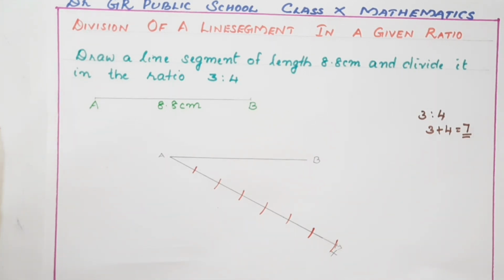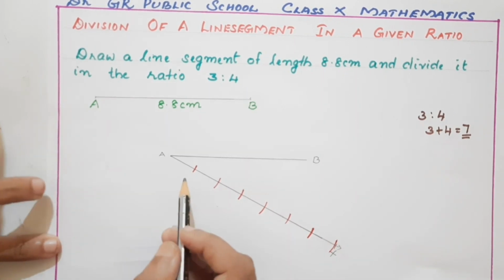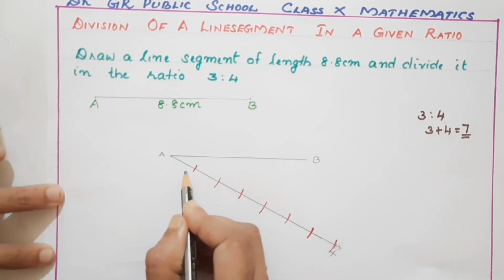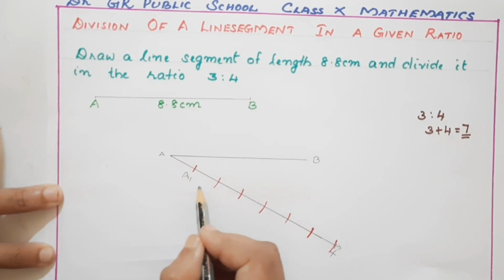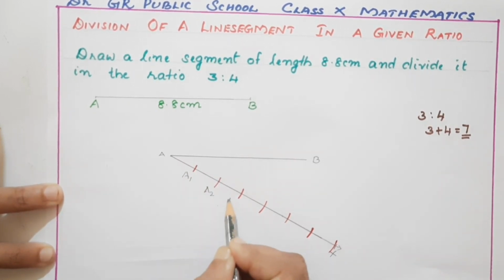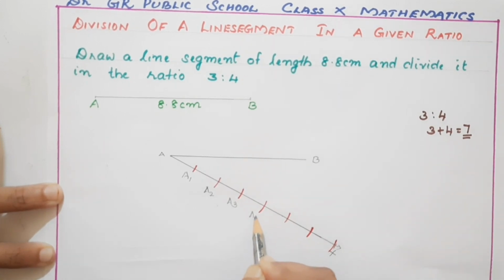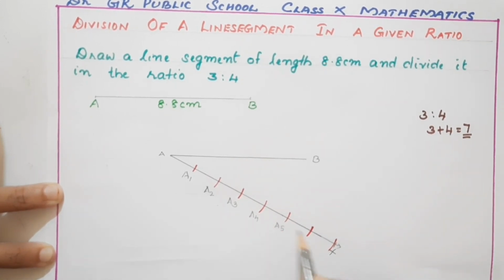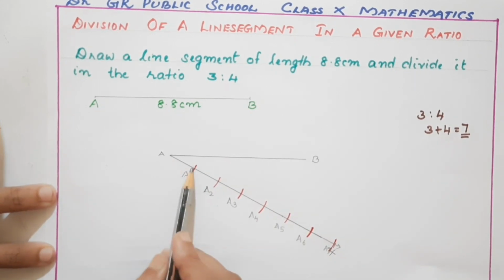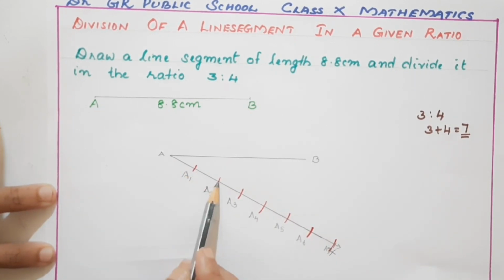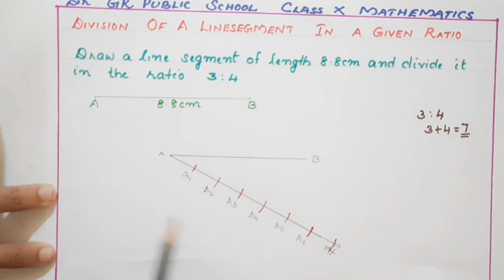7 equal parts. Okay, so now what you have to do is we have to name these points. This A1, this A2, A3, A4, A5, A6, and here it is A7. Okay, now we know A1 is equal to A1, A2 is equal to A2, A3. All these lengths are equal.